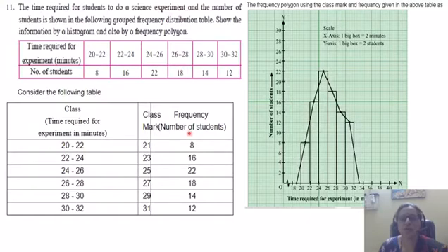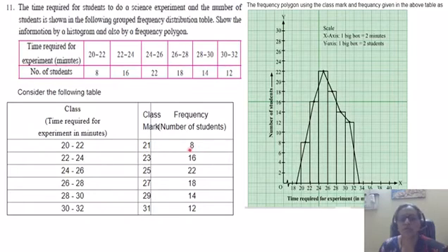We want a complete figure, so we want a frequency polygon, which is a complete figure. We want one interval before this, and the next interval 32 to 34, whose midpoint is 33. Frequency is 0, which is shown over here. So one interval before this, whose class mark is 19, is shown over here. Now 19, 0 is the first point. Then the second point is 21, 8. So these are the points which we'll draw for the frequency polygon.